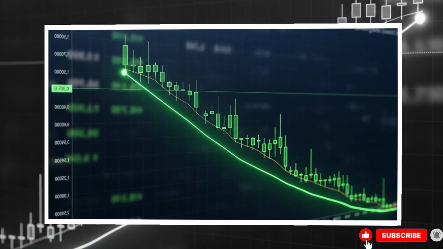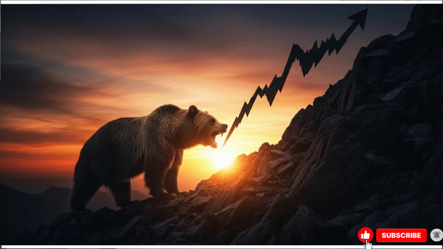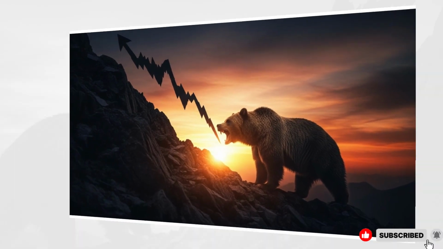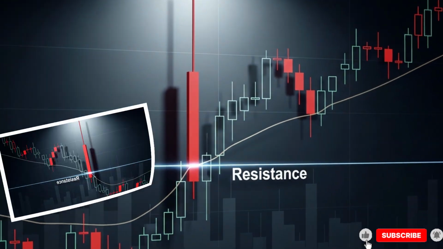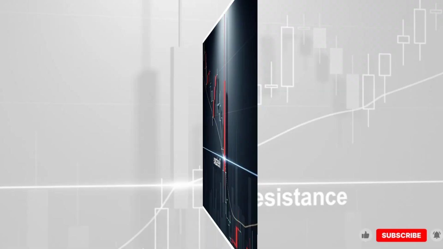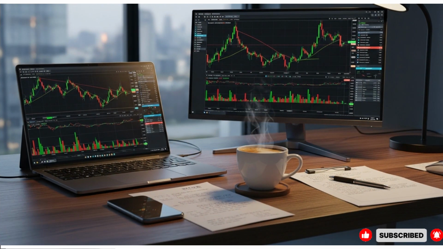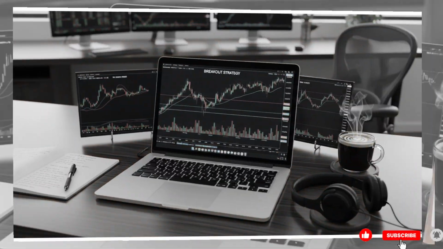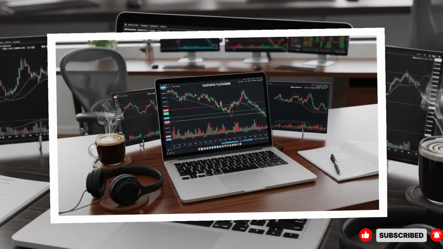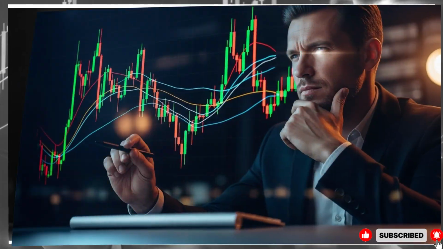So where should your stop loss be placed? It's actually very straightforward. Your stop loss should always go on the opposite side of the trend line. If price fails to respect the trend line and instead breaks through it, that's your clear signal to exit the trade. In this example, the total risk might only be around $50. So if price reaches that invalidation level, we simply close the position and accept a small, controlled loss.